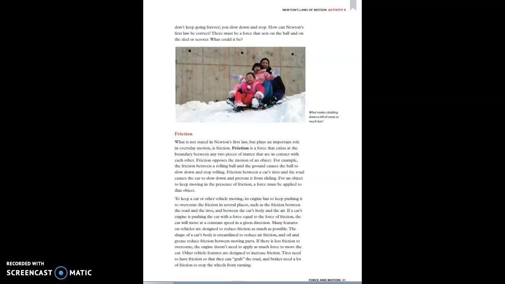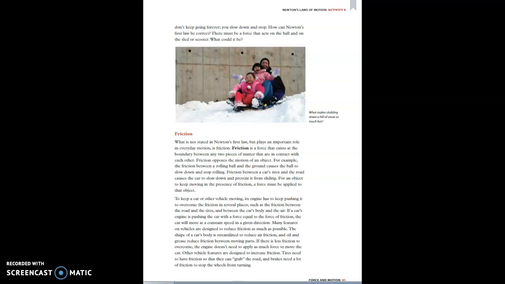So we're thinking about a force that acts on things to slow things down or make them stop. And now our next section is called friction. What is not stated in Newton's first law, but plays an important role in everyday motion, is friction. Friction is a force that exists at the boundary, or the place where two things meet, between any two pieces of matter that are in contact with each other.